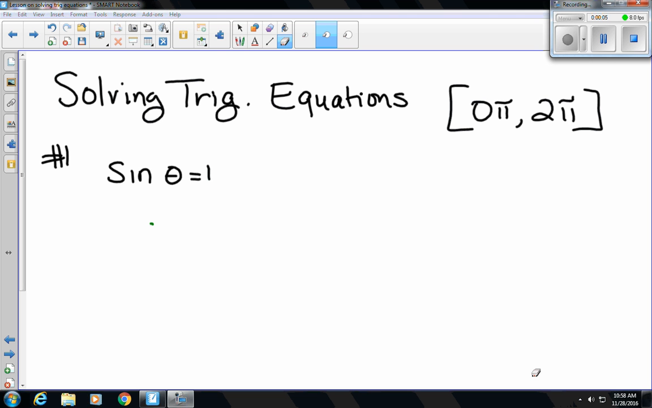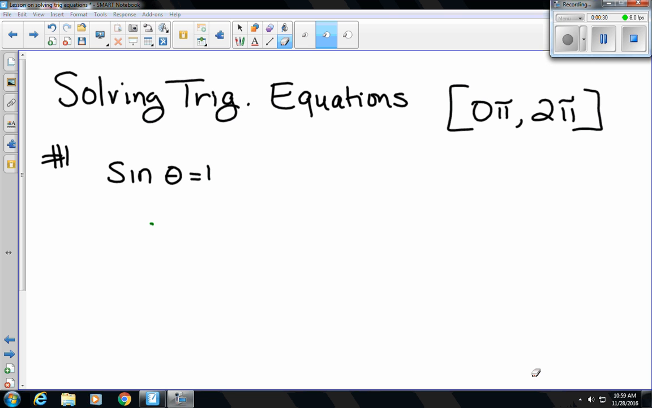So the first thing that I want you to take note of is that we're solving equations. We're solving trig equations. So what we're going to be doing is using our algebra skills and our trig skills at the same time. All right. What you see up here, the 0 pi to 2 pi inclusive, is an example of a restricted area.